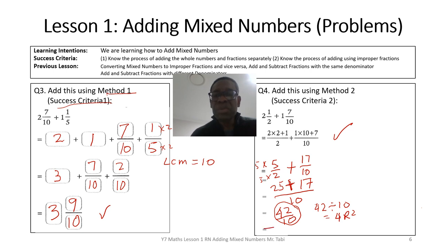So I will have 4, 2 over 10. But as you can see, 4, 2 over 10 cannot be my final answer. If you did that in a test, I'll put this there and I'll put that to show that it's incomplete, because you can simplify that to get 4, 1 over 5. And that will be your final answer. And that gives you the full tick.